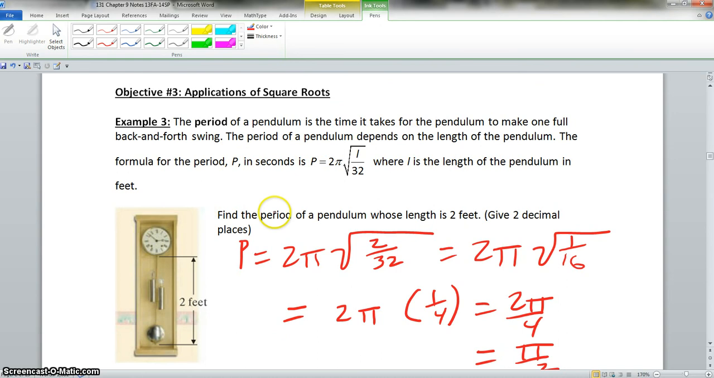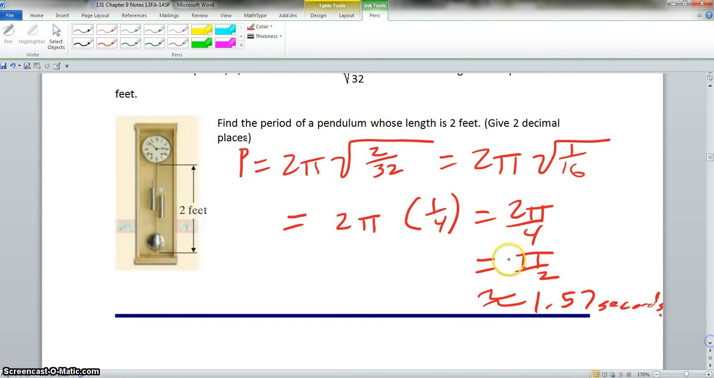Now, we scroll down here to objective 3. You can read all of this at your leisure, but it says find the period of a pendulum whose length is 2 feet. So this l stands for the length of the pendulum. So we will substitute in these values here. We will put in 2 for l, and we will have 2 pi times the square root of, we simplify this, 1 over 16. It'll be 2 pi times 1/4 after we take the square root.